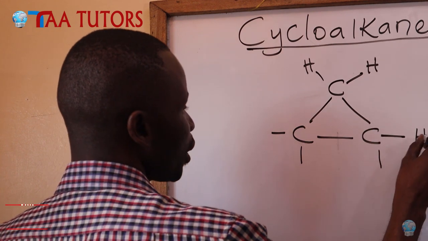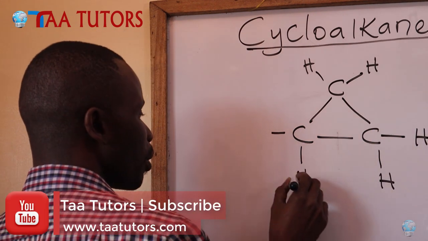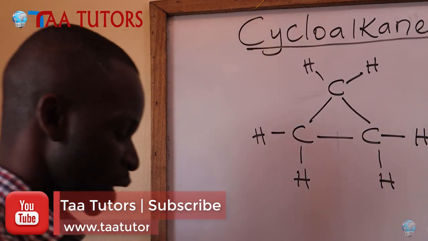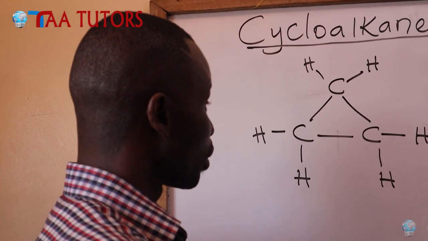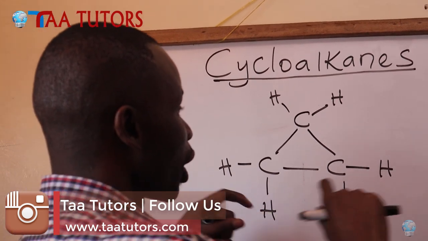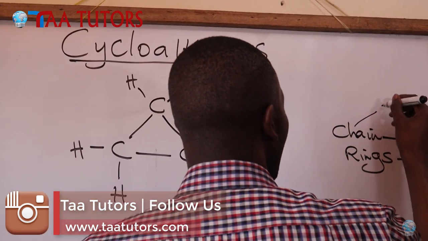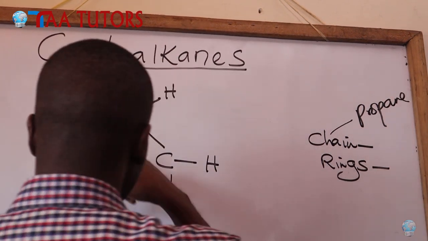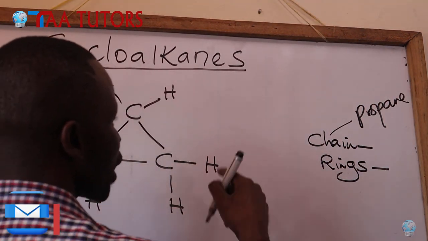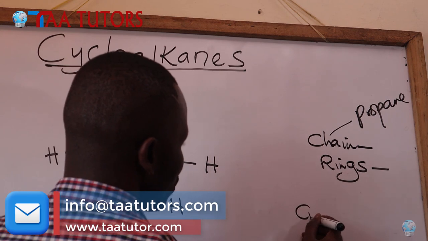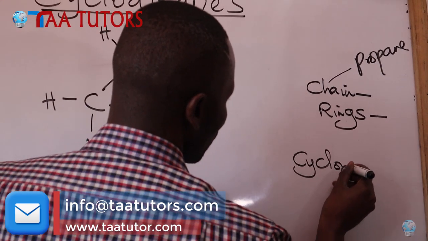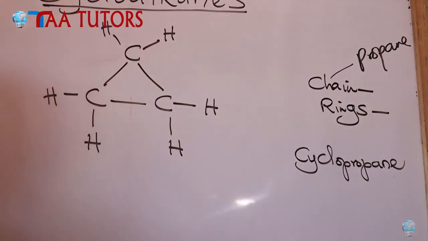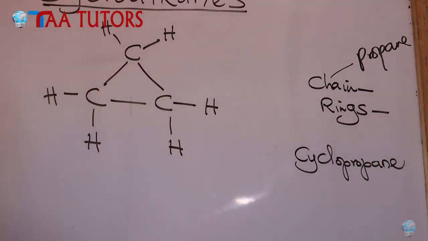So this one, we cannot say this is a propane. Of course, you will be tempted to say that because it has three carbon atoms, but these three carbon atoms are not forming a chain. The chain, we simply say propane. But this is now a ring. It's a ring, so we add the word cyclo. So it will be cyclopropane.